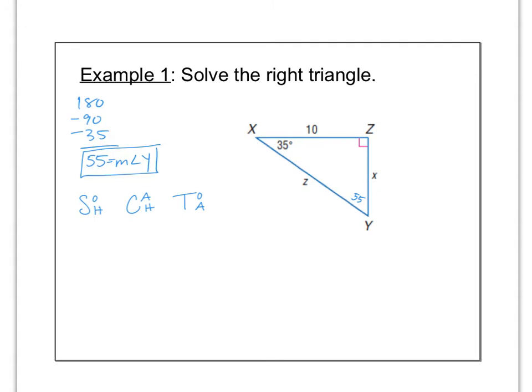Now, I like to use the angle that they give us. In this case, they gave us the 35. X is opposite of that angle. The other side that we know is the 10, and 10 is adjacent to the 35. So we're working with opposite and adjacent, which is part of TOA. You can see the O and the A there. So we're going to choose tangent, and we're going to go tangent of 35.